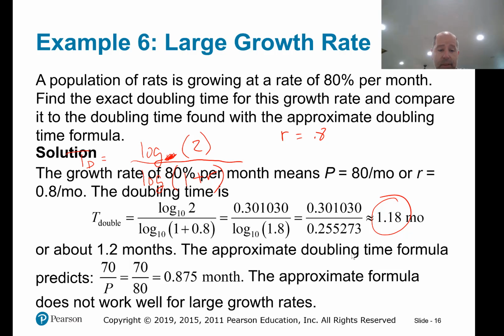Now, the approximate doubling time, if you use the general formula, is 0.87. Notice a huge difference. But remember, the rule of 70 only works for small growth rates. Anything around 15 or higher is going to be unreliable and way off, as you can see in this example here. So again, always pay attention to the growth rate that you're given when you're using the rule of 70.